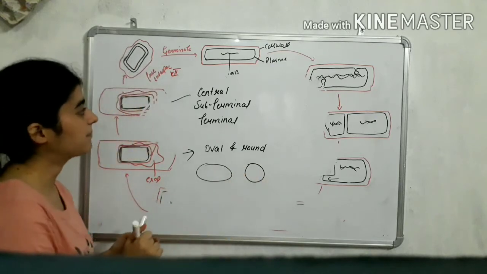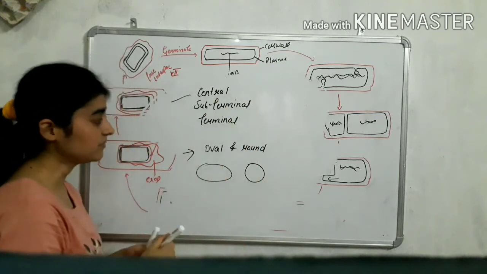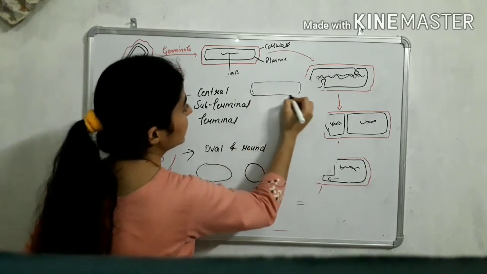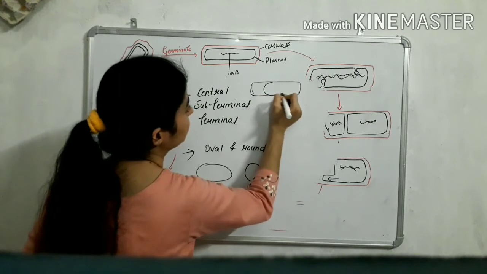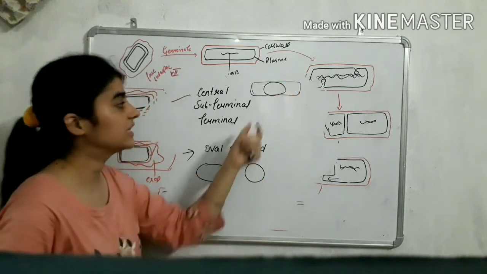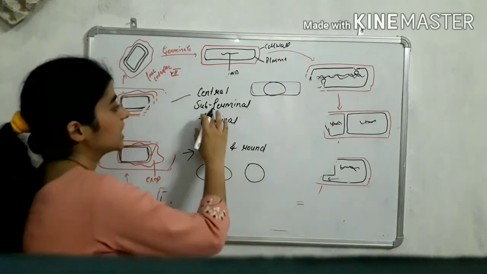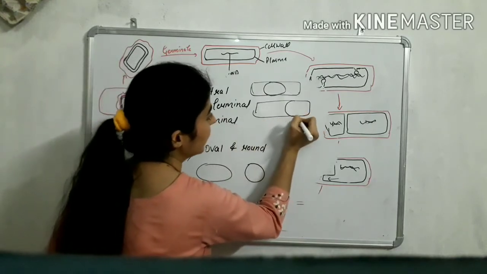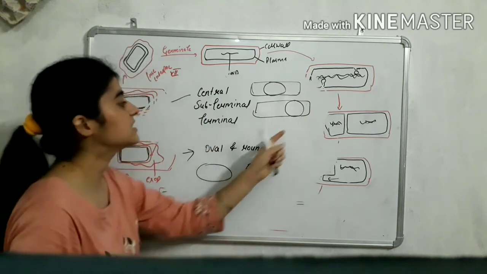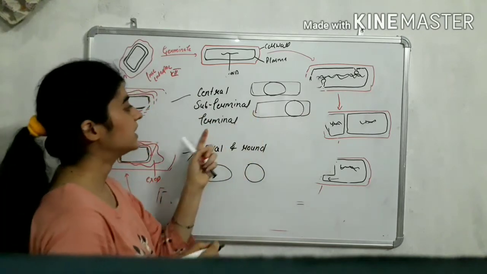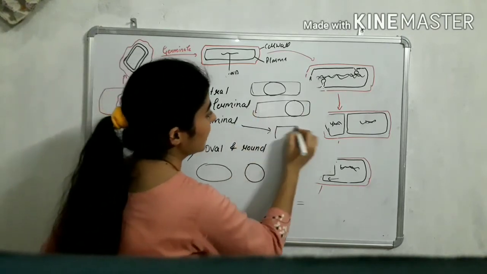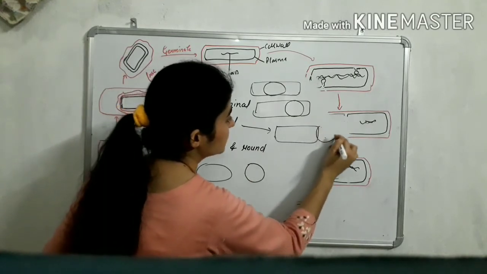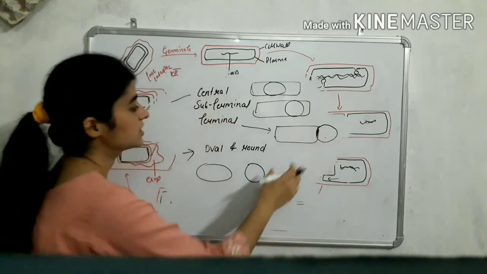Now what happens in the case of central? In the case of central, the spore is present in the center of the vegetative cell. In the case of subterminal, the spore is present at the sub-end of the vegetative cell. And in the case of terminal, it is present at the end, for example, like here. So this is called terminal.